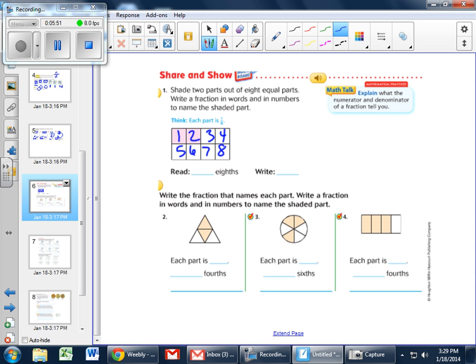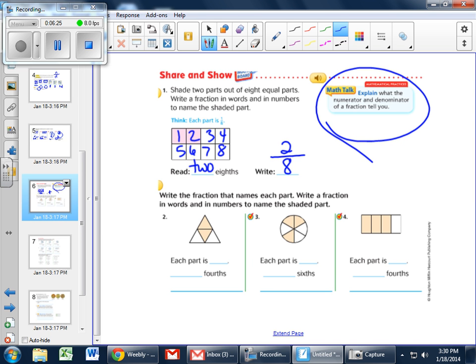So we have 8 equal parts, and they have shaded 2. So we have 2 eighths, which you write as 2 out of 8 are shaded. The numerator tells the number of parts being counted. The denominator tells the number of equal parts in the whole. So this, remember, is going to be part of your math journal.